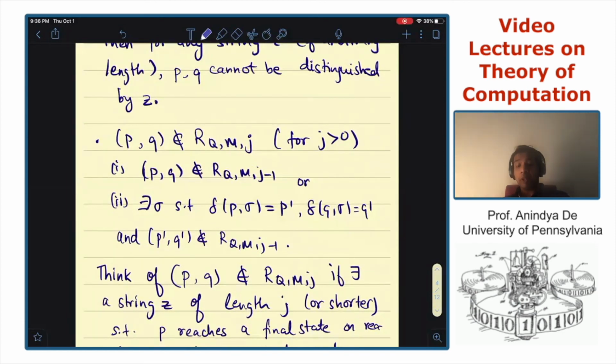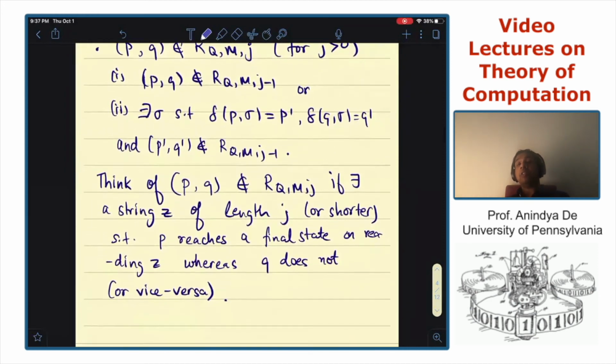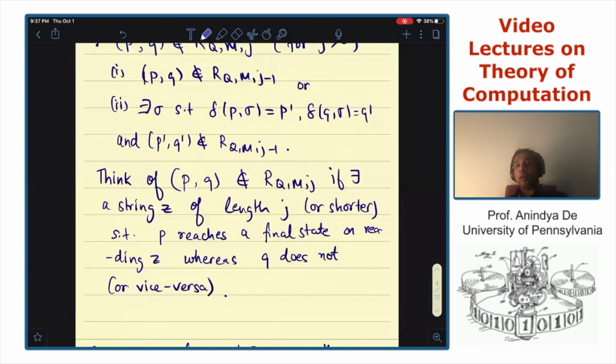So you are saying that P, Q is not in R_{Q,M,J} if either it's not in R_{Q,M,J-1}, or you can read a common symbol sigma and go to the states which are now not in R_{Q,M,J-1}. Another way you can verify this is true, which follows by the inductive definition of R_{Q,M,J}, is that P, Q not in R_{Q,M,J} means that there exists a string V of length J or shorter such that P reaches a final state on reading V and Q does not, or vice versa.